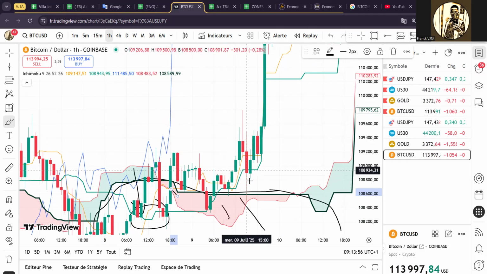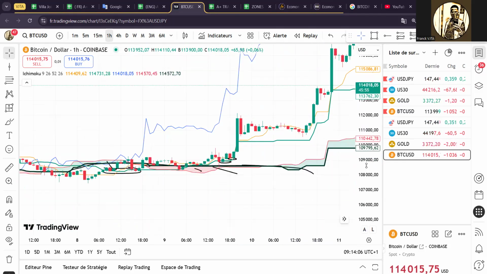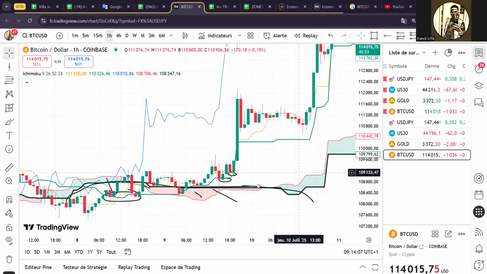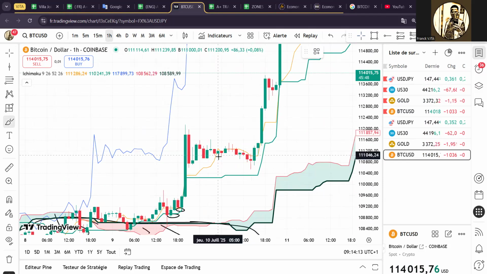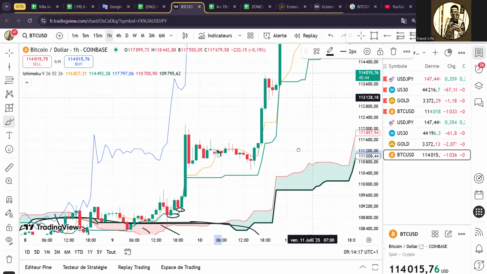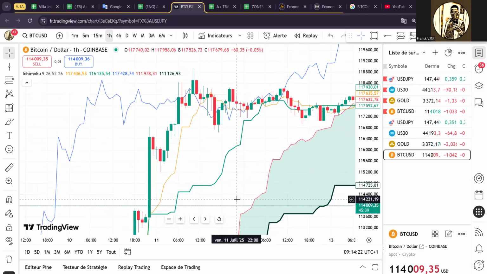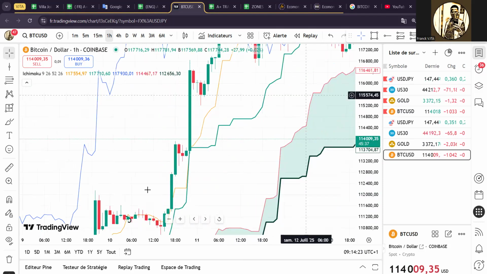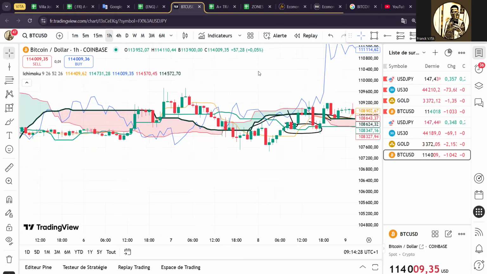This one is a Kijun touch, so I don't count it as a Tenkan touch. I'm talking about Tenkan. This is the first Tenkan touch. This first Tenkan touch was a buy, right? So in general, the first one and two touches of Tenkan are good. This is the second touch. Those are good ones. From the third, fourth, fifth, you can have some problems.